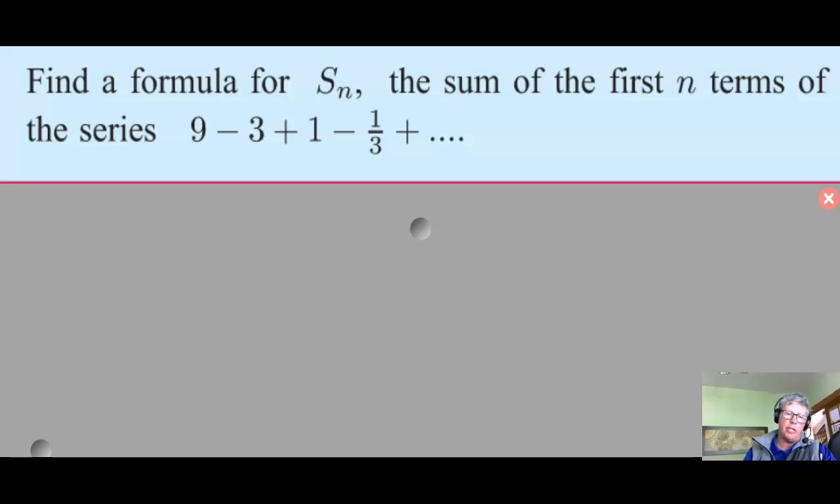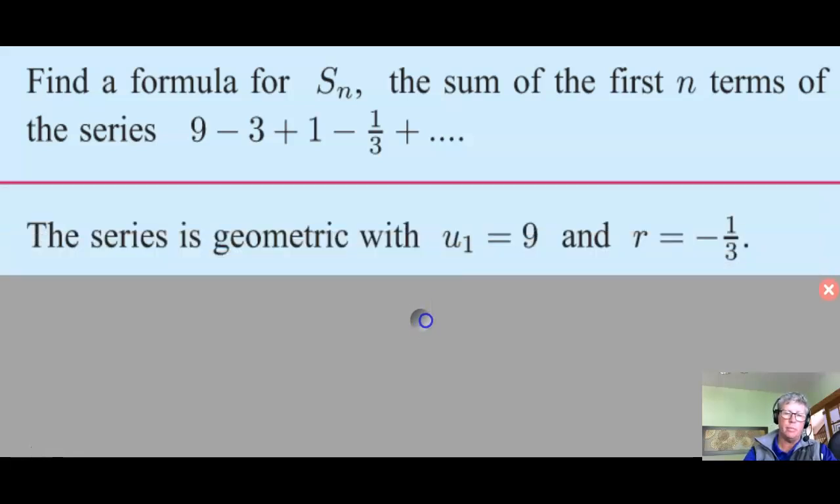Okay, is it arithmetic or geometric? It looks geometric to me. Do we know the first term? Do we know the constant ratio? You bet. So the first term's 9. How do you get the R value?